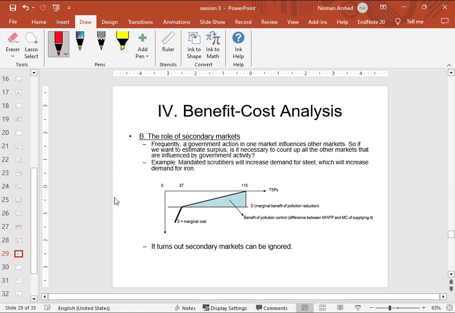So frequently government action in one market influences other markets. So if we want to estimate surplus, it is necessary to count up all other markets that are influenced by government activity. For example, mandated scrubbers will increase the demand for steel, which will increase the demand for iron. So what is talked about by scrubbers means that if the government says that we should clean the road using a scrubber, then even though this is compulsory, it will increase the demand for steel by the economy and demand for iron. So it means the economy will grow from this side. So this is called spillover effect.